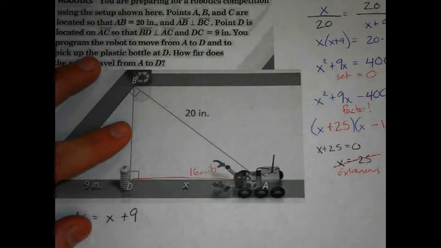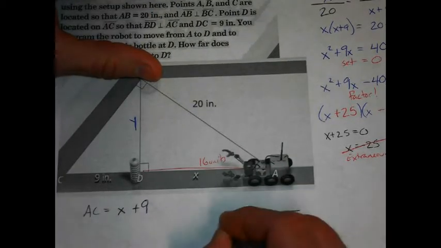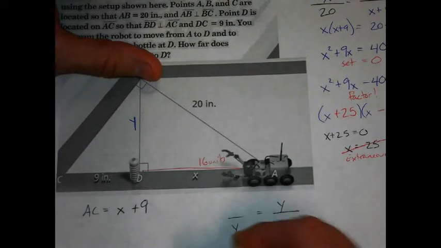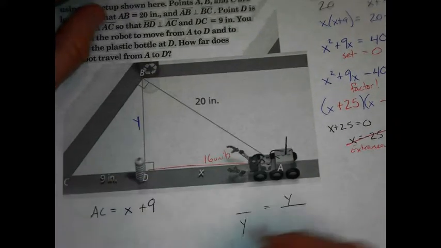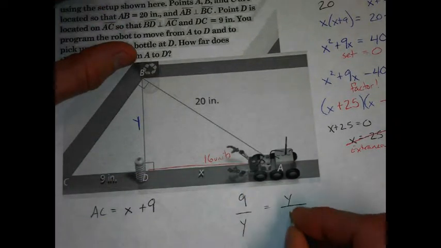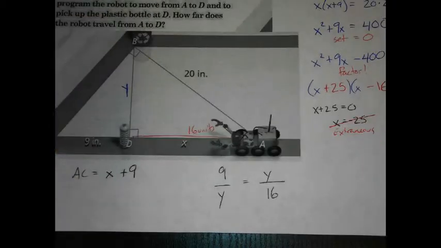Y is an altitude, so y is a geometric mean. We set it up such that y is the geometric mean, and y can touch either value. Y can touch 9 and y can touch 16. Now we can solve for y quite easily.